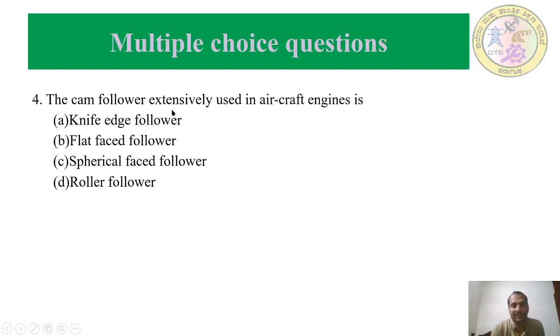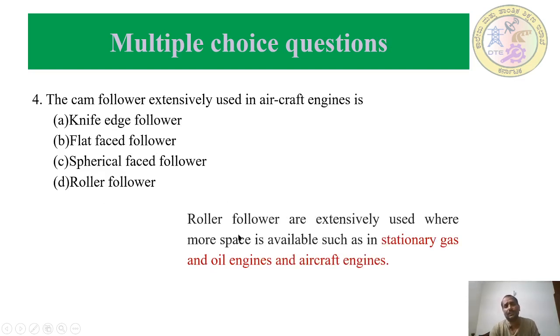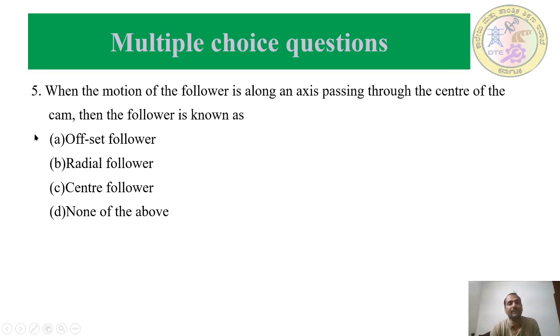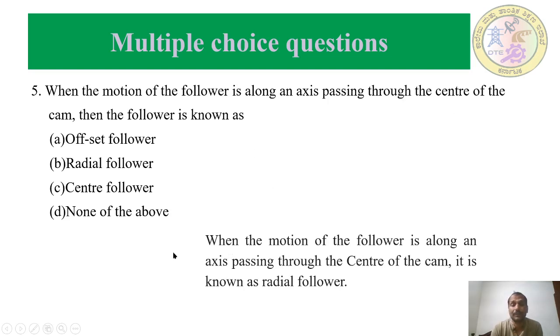Fourth: the cam follower extensively used in aircraft engine is knife edge follower, flat faced follower, spherical faced follower, roller follower. As we have discussed, roller followers are extensively used where more space is available, such as in stationary gas and oil engines and aircraft engines. So the answer is D, roller follower. Fifth one: when the motion of the follower is along an axis passing through the center of the cam, then the follower is known as, radial follower. So the answer is B, radial follower.